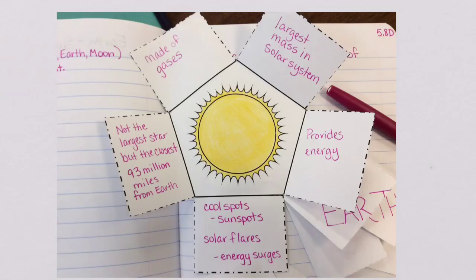Open up your sun card. You're going to color your sun yellow, and you're going to fill in these facts about the sun. It is made of gases, the largest mass in our solar system, which is not the universe, but in our solar system. It provides energy. It has cool spots that are called sunspots, and it has solar flares, which are energy surges. It is not the largest star, but the closest. It is 93 million miles from Earth. And that's close compared to all the other stars.